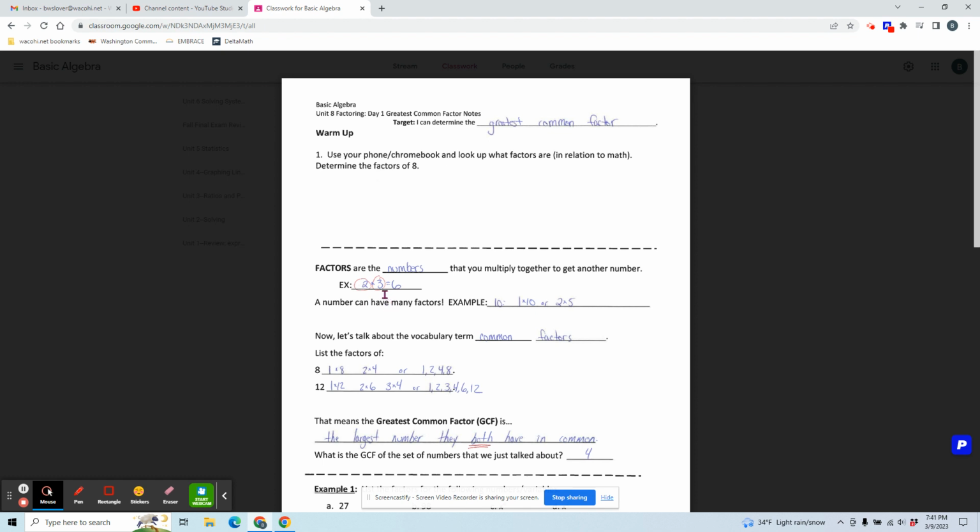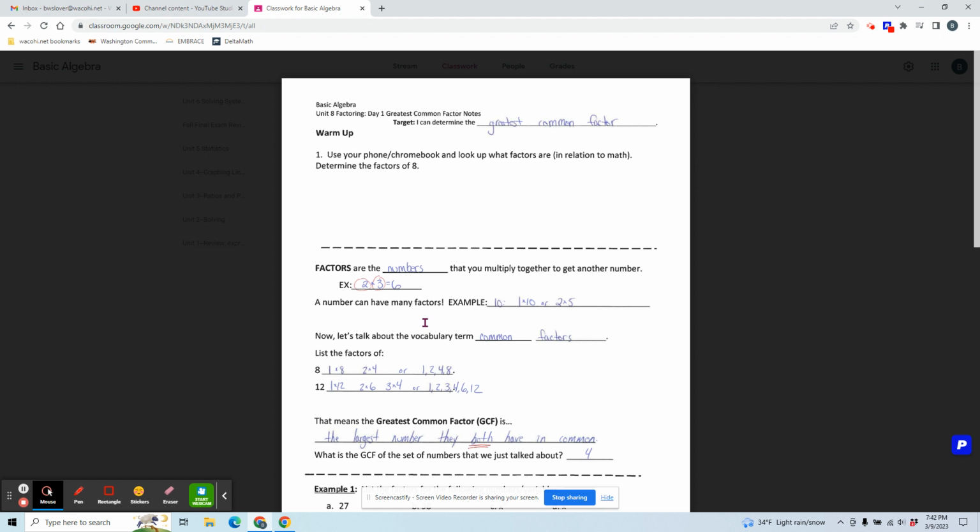So an example, 2 times 3 equals 6. The 2 and the 3 are the factors. And a number can have many factors. So 10 could have 1 times 10 or 2 times 5. Now I want to point out that 2 times 5 is the exact same as 5 times 2. You're still going to get 10. That's your commutative property of multiplication. That order doesn't matter there.